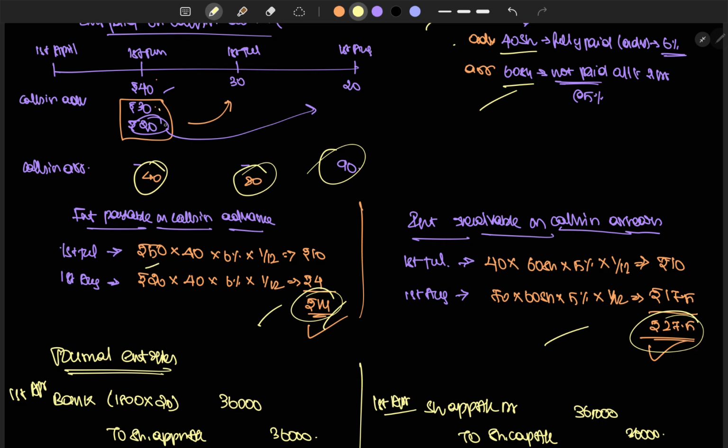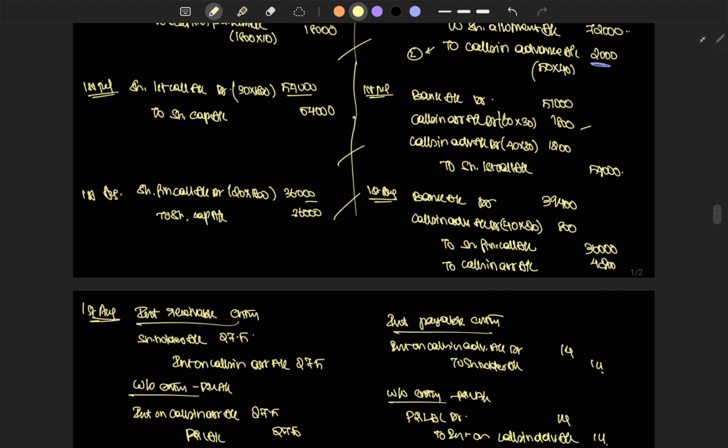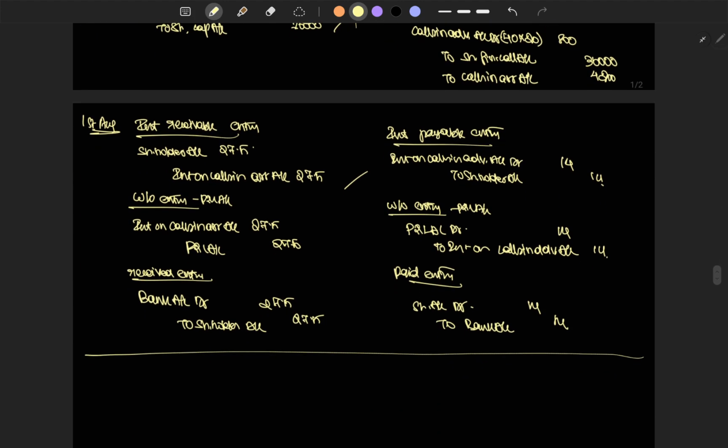This 50 is 30 plus 20. This 20 is this 20, and this 40 is this unpaid 40. This 70 is the total of both, 30 plus 40, 30 plus 20. So this is it. And the journal entries for application, share allotment, share first call and final call were given, and the receivable entry and payable entry given, written off entry given for both calls in arrears and calls in advance, and received and paid entries were given for calls in arrears and calls in advance.